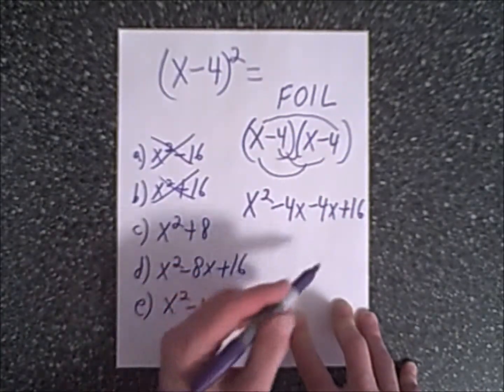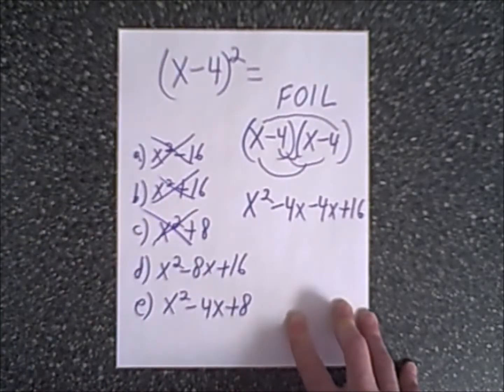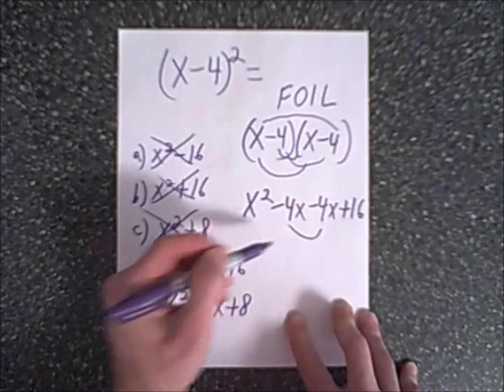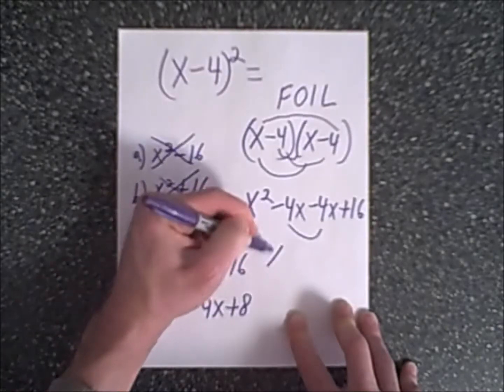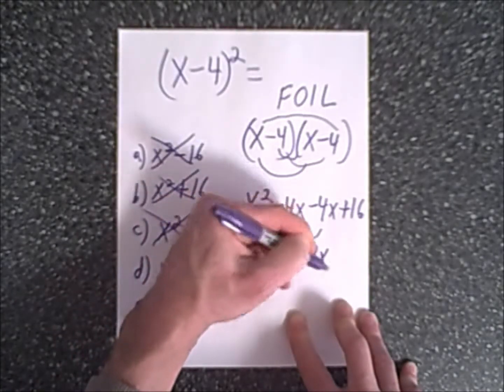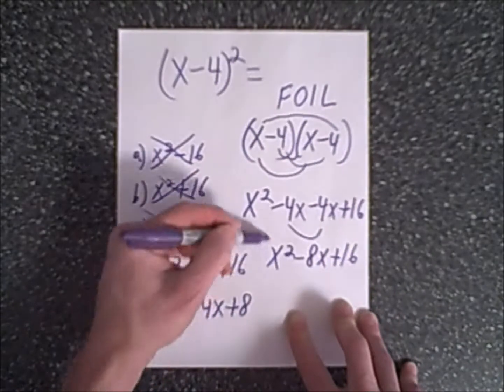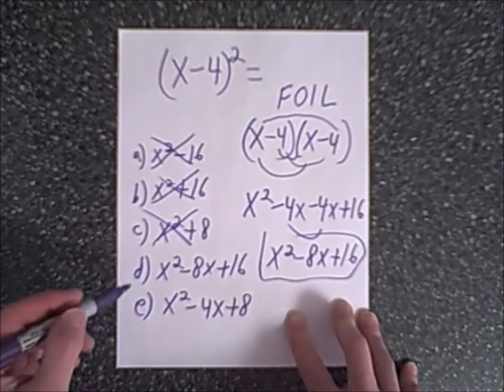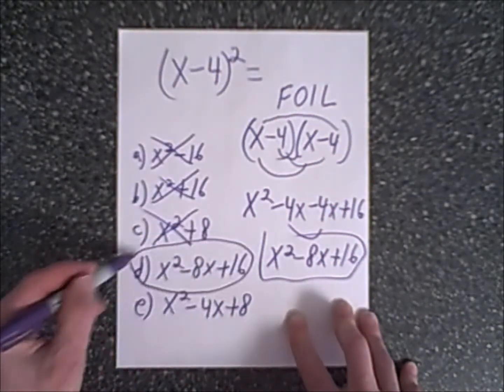When we combine these middle terms, we get negative 8x. So we finish up with x squared minus 8x plus 16, which is our final answer, which turns out to be D.